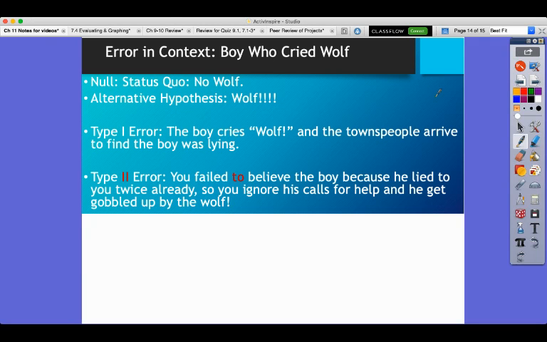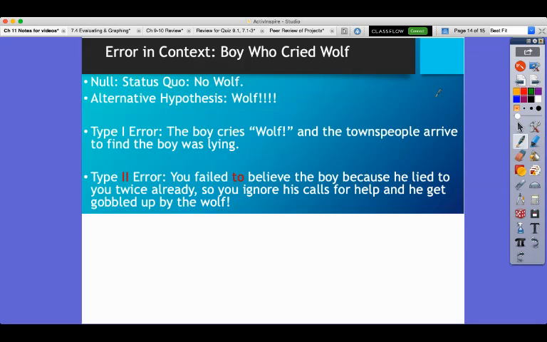Let's look at an example that I think encompasses this very well. You guys know the boy who cried wolf. The null is the status quo. It's what you would normally expect. There's no wolf. The alternative hypothesis is there's a wolf. The type 1 error is the boy cries wolf, we go chasing after him, and then we find out that the boy was lying.